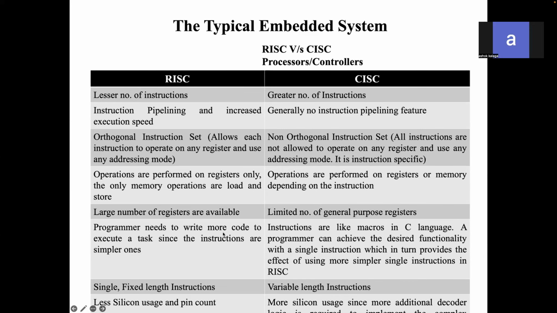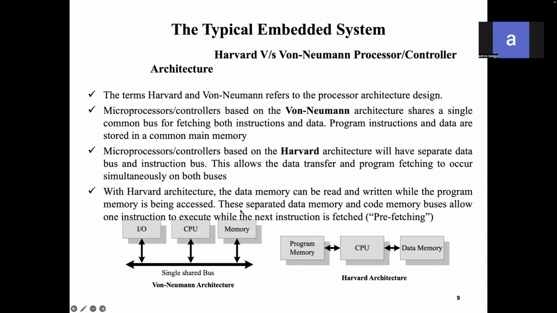So in RISC, a programmer needs to write more code to execute a task. In CISC, we use fewer instructions to write a specific application because it is a complex instruction set. RISC has fixed length instructions. That means the length of the instruction depends upon its size, whether it is an 8-bit instruction or 16-bit instruction or 32-bit instruction. In CISC, there are variable length instructions. RISC has less silicon usage and pin count out, whereas CISC has more silicon usage.